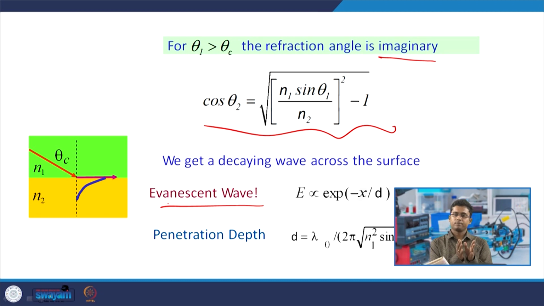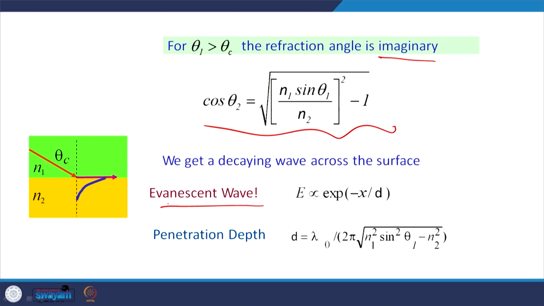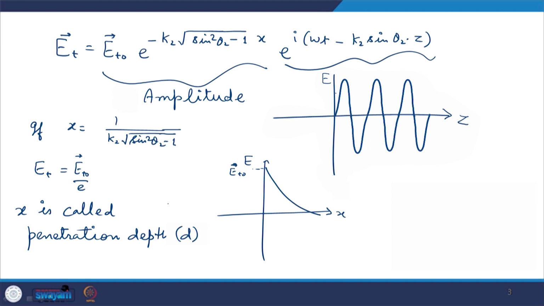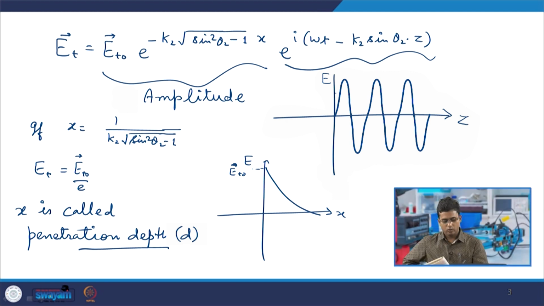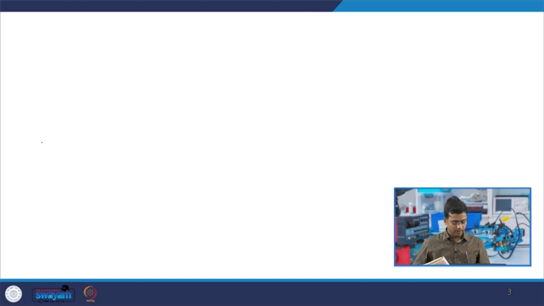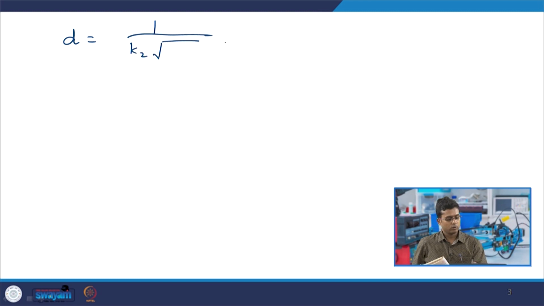So, we get a wave which is traveling along the interface. And when it travels along the interface, its amplitude decays exponentially into the medium, and the penetration depth is given by this relation. We arrived here that the value of x, where the amplitude decays to 1 by e, is called penetration depth, and this is given by d is equal to 1 upon k2 under root sin square theta2 minus 1.